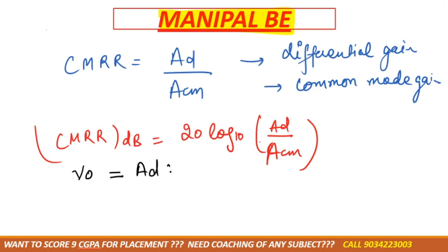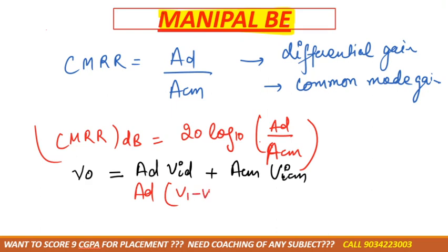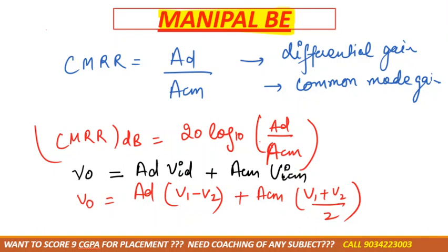So what is the formula for the output voltage? That is V0 equals AD into Vd plus ACM into Vc. AD, as you know, is the difference of the two voltages, that will be V1 minus V2. ACM is the common mode gain of the op-amp, and Vc would be V1 plus V2 by 2. This is the formula for V0. Note this down.